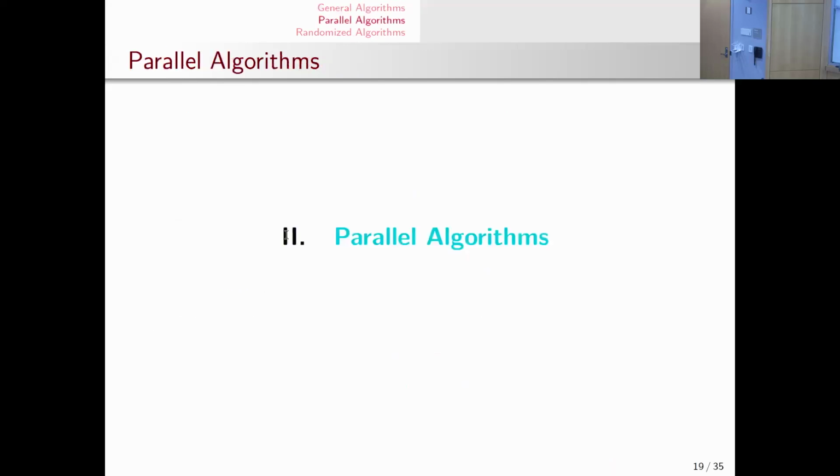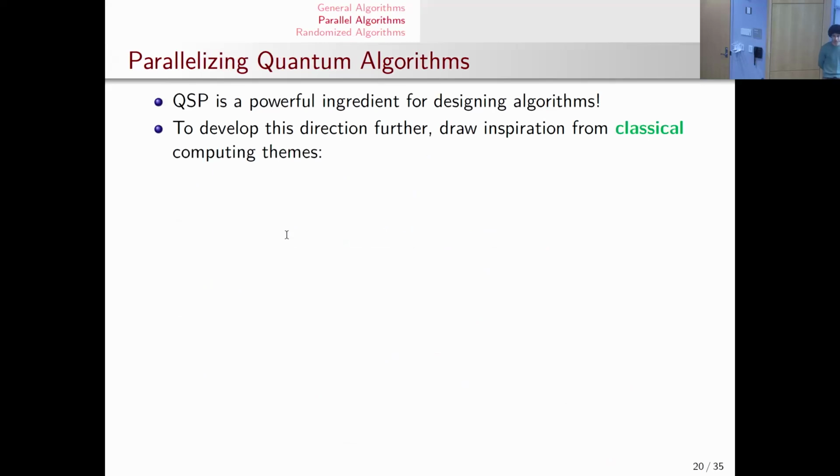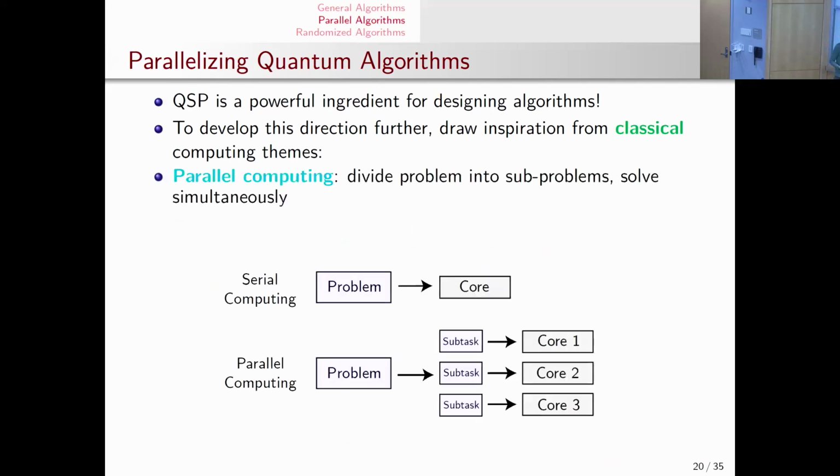All right, so next I want to talk about parallel algorithms. As I've shown you before, quantum signal processing is a very powerful tool for designing quantum algorithms. And if we want to develop this further, we can take inspiration from classical computing concepts. An important concept in classical computing is parallelization. That is when we take a problem and split it up into a bunch of different subproblems and solve those concurrently, then aggregate those results together to solve some initial problem of interest.